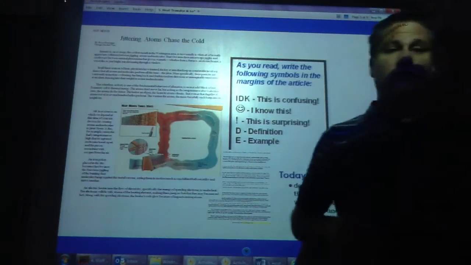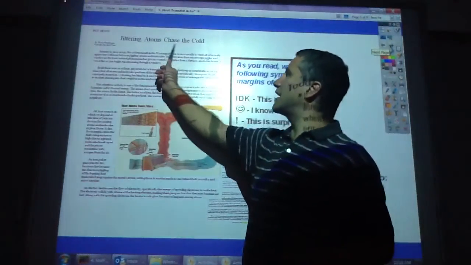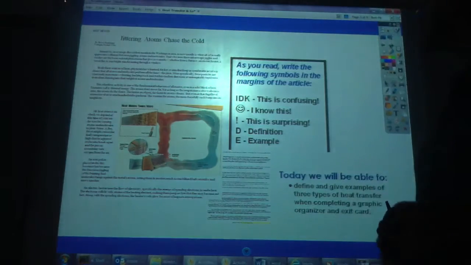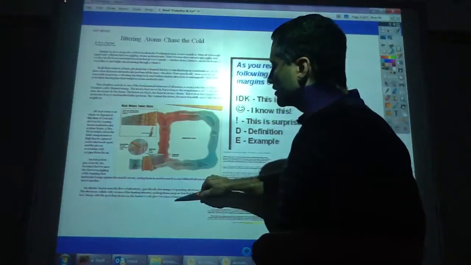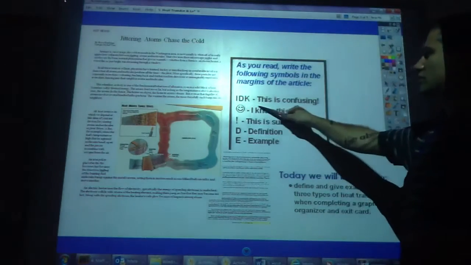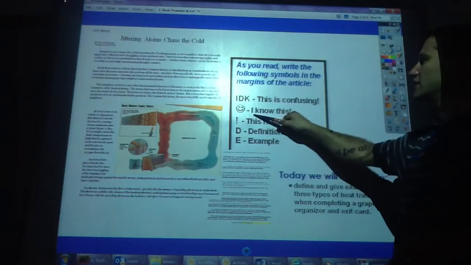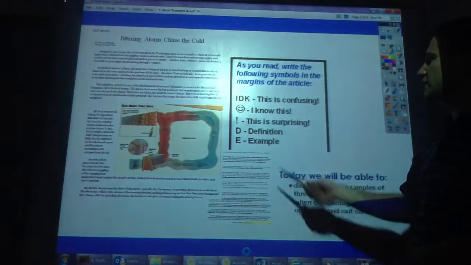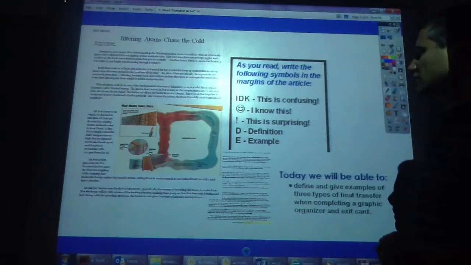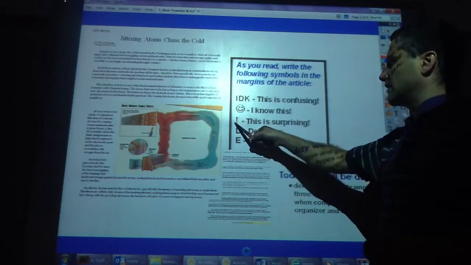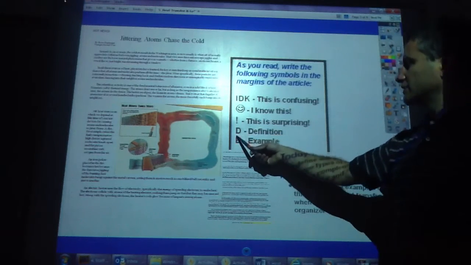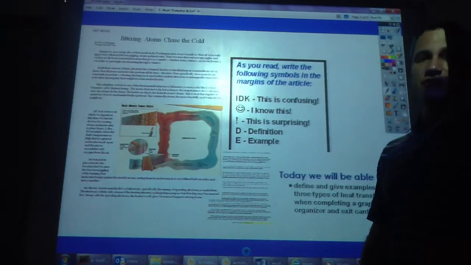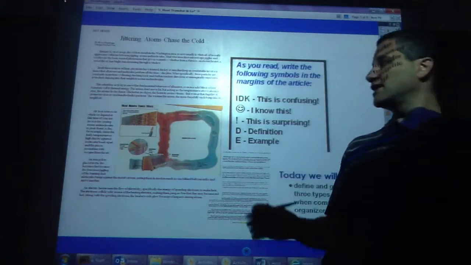Okay, so one of the things you brought home was this article, Jittering Atoms Chase the Cold. What I'd like you to do is hit pause on the video and go ahead and read through the article, marking parts of the article that you think are confusing with IDK. If you read something and say, oh yeah, I know this, put a little smiley face by it. If you're surprised by some information, you can put an exclamation point. And what I'm really going to be looking for is I want you to identify all the definitions and all the examples that are in the reading.